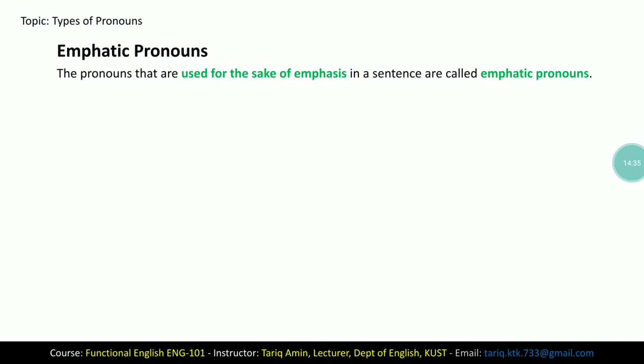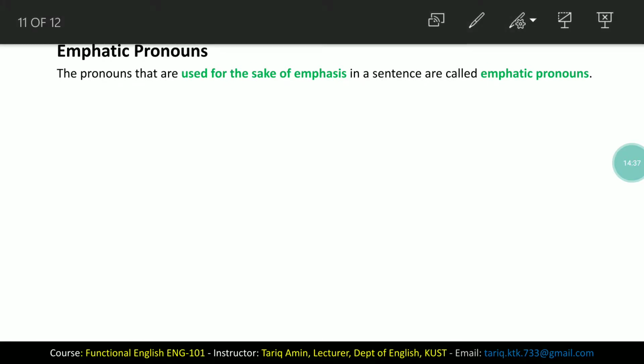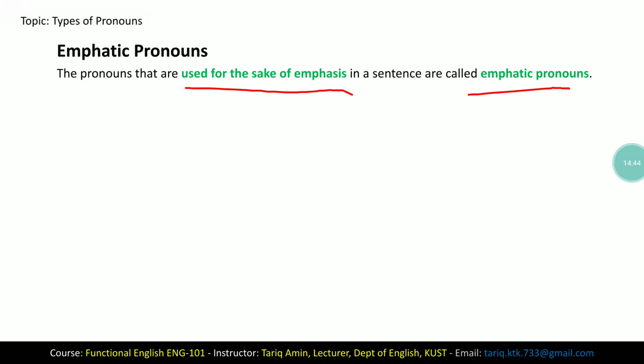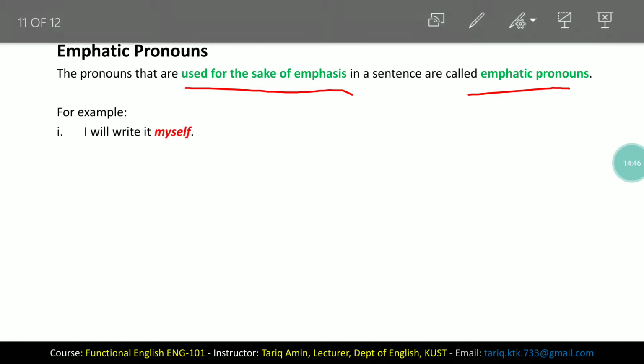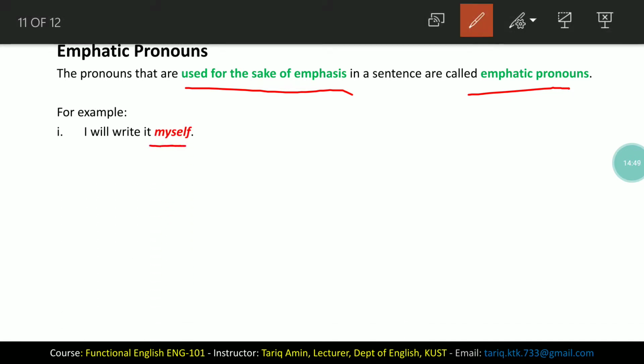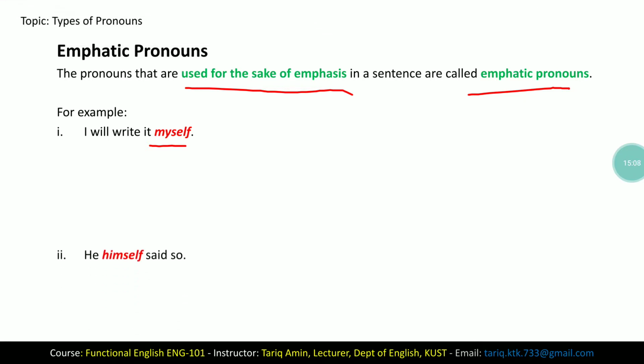What are emphatic pronouns? The pronouns that are used for the sake of emphasis in a sentence are called emphatic pronouns. For example, I will write it myself. In this example, myself is used as an emphatic pronoun because it is used for the sake of emphasis. We can say I will write it. The sentence is complete. It gives complete sense. But myself is used for the sake of emphasis.